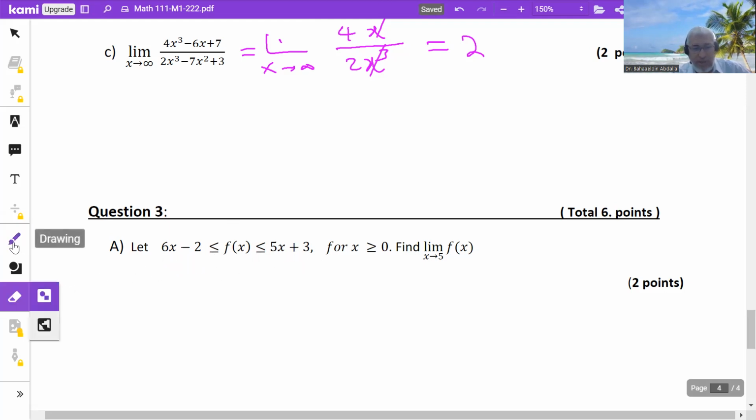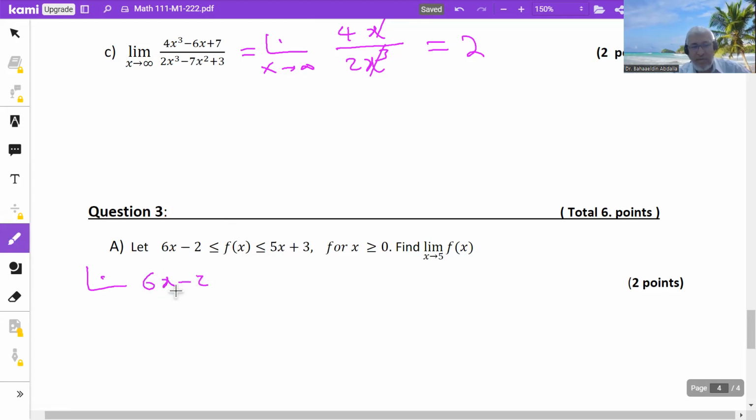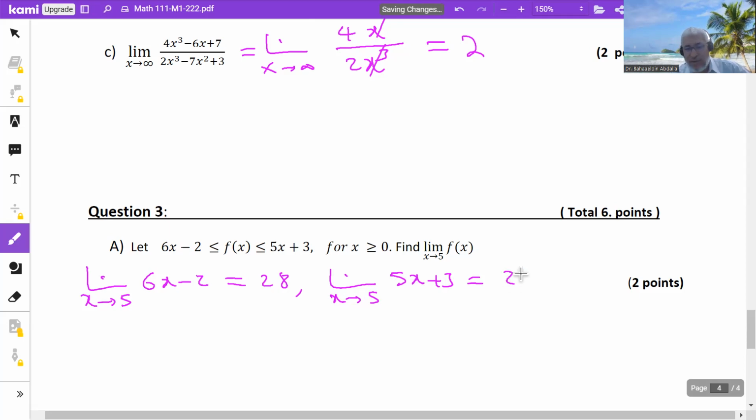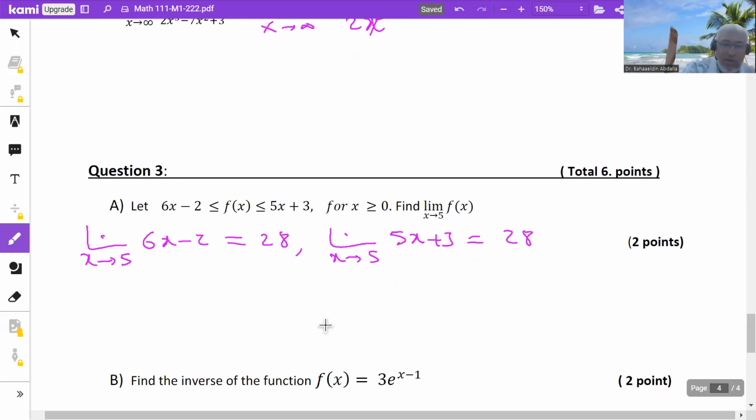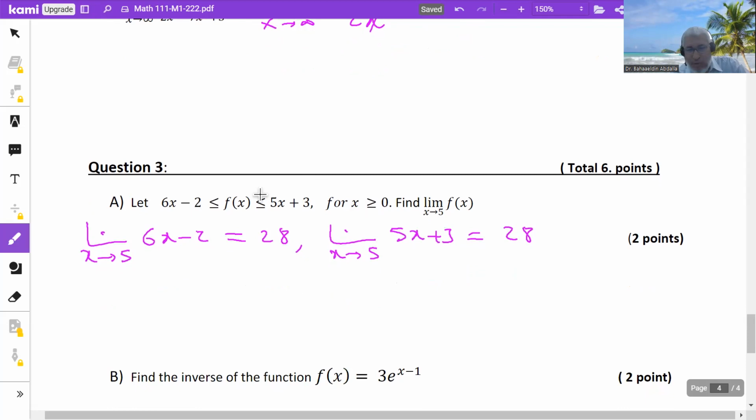So the squeeze theorem says find the limit of 6x minus 2 when x approaches 5. I replace x by 5. 6 times 5, 30, minus 2, 28. That's good. Find also the limit of 5x plus 3, the other polynomial, when x approaches 5. 5 times 5, 25, plus 3, 28. Good. So the limit of this polynomial is equal to the limit of this polynomial, which is equal to 28.